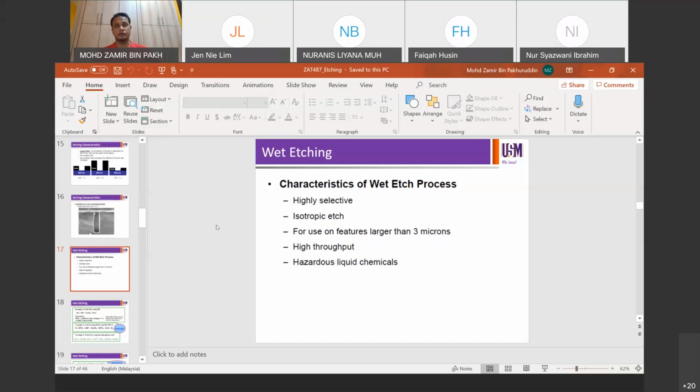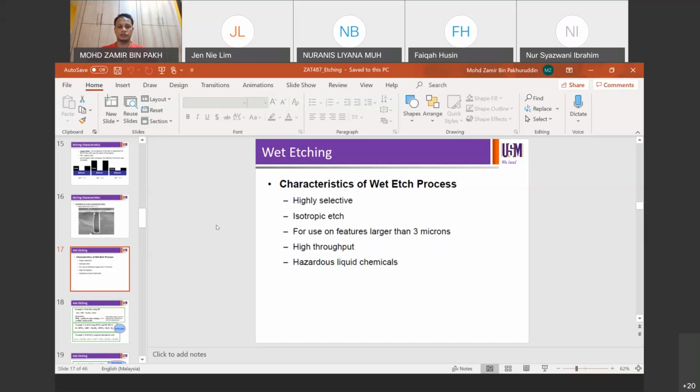If, for example, you imagine HF etching silicon dioxide anisotropically, that means you're going to be left with some residue of silicon dioxide on the silicon wafer because the etch rate is not uniform in all directions.